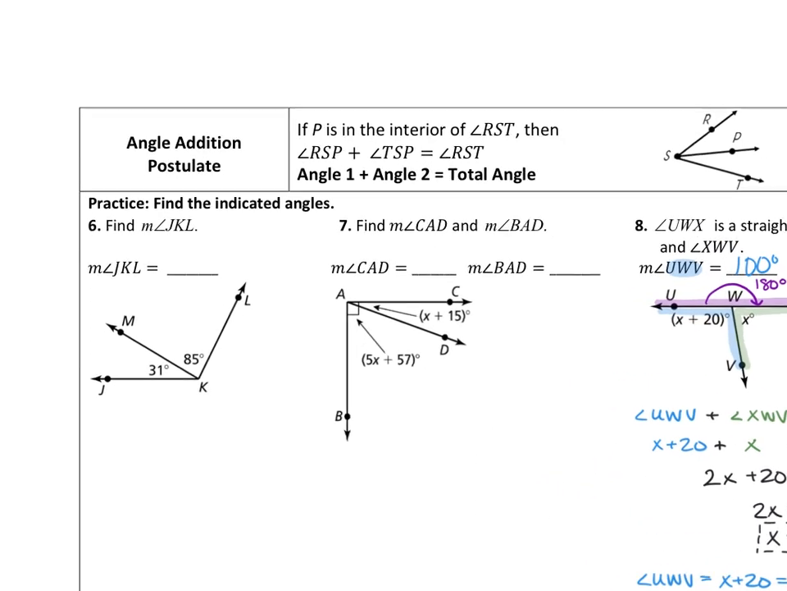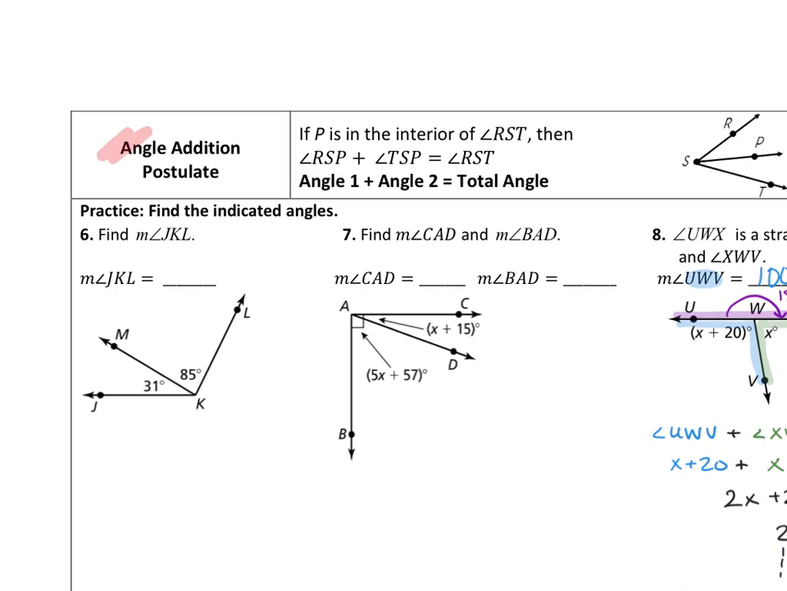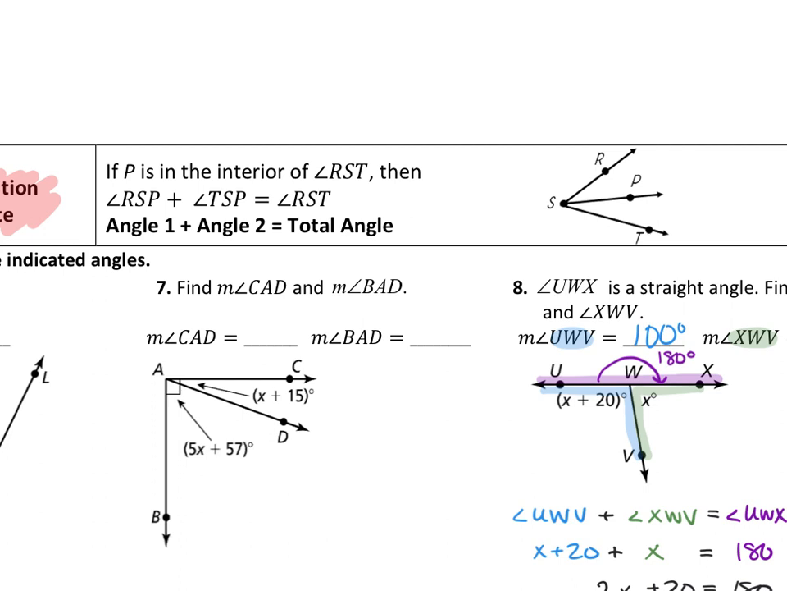Now what we're doing on this page is dealing with what's called the angle addition postulate. If you remember, we learned about the segment addition postulate before. It's the same thing, but applied to angles. What it says is, if you have a point in the center of an angle and it creates two angles, RSP and PST, then all we have to do to figure out what the big angle is add them together. So it says RSP plus TSP is equal to RST. Little angle plus little angle equals big angle. Don't overthink it. It's just like a segment.